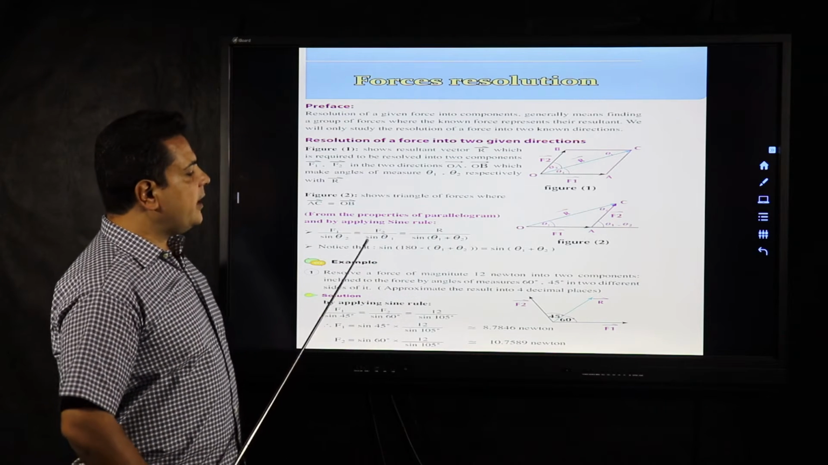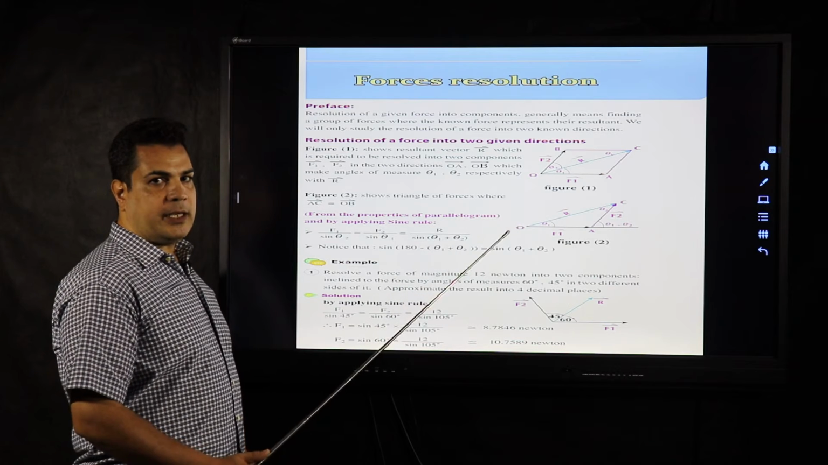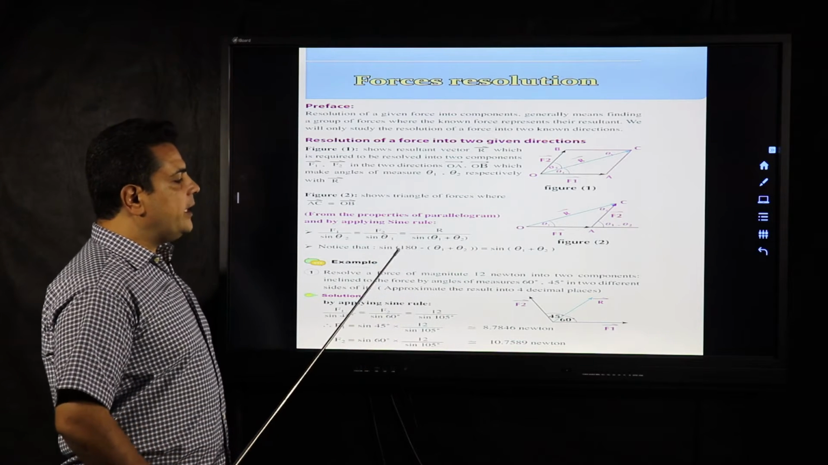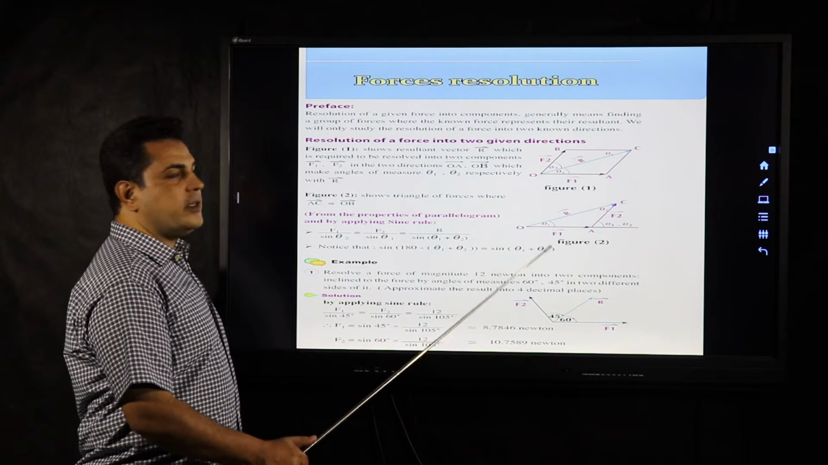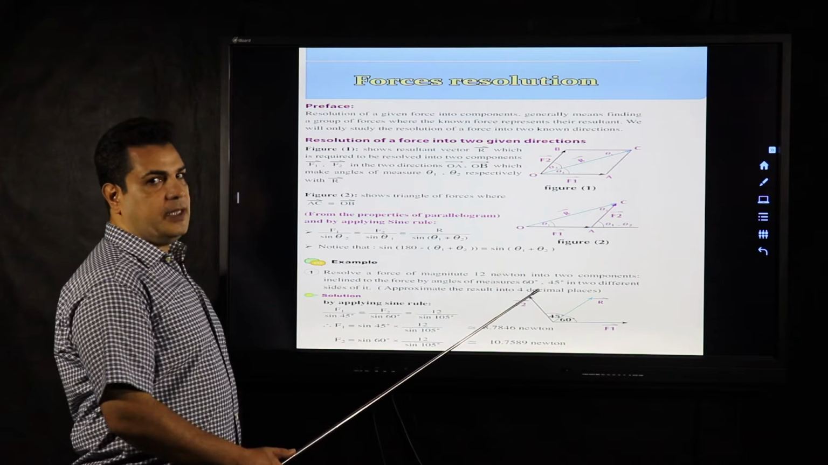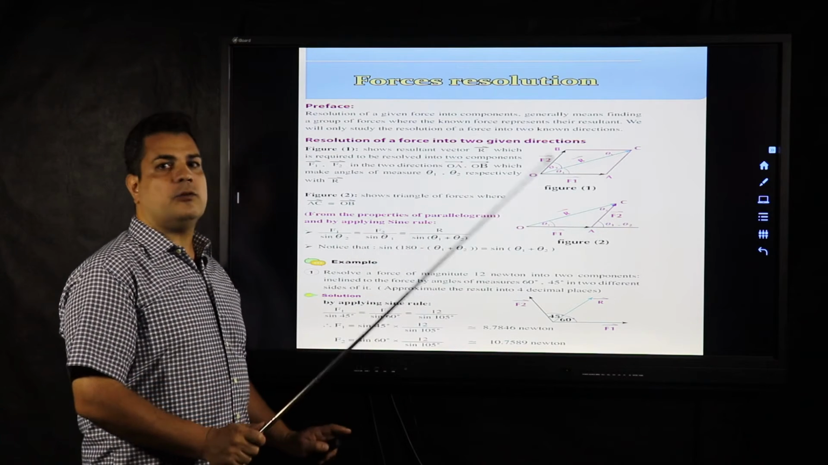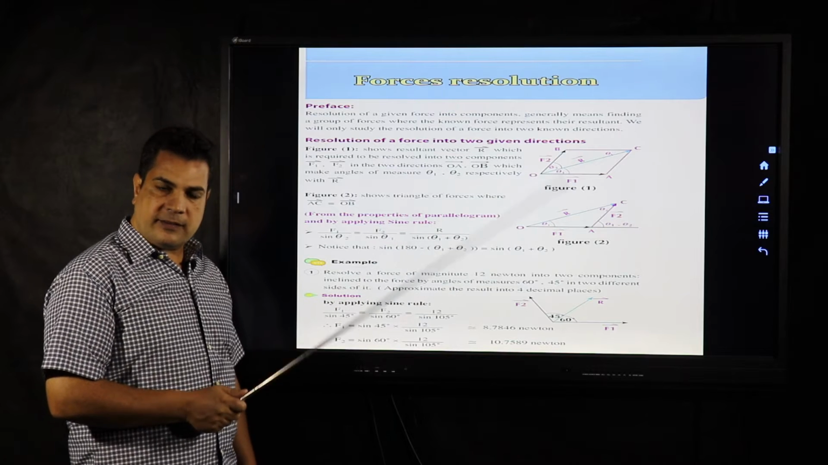We know that in any triangle, sine of 180 minus (θ1 plus θ2) equals sine (θ1 plus θ2), because sine of (180 minus an angle) equals the sine of that angle, since 180 minus the angle lies in the second quadrant.